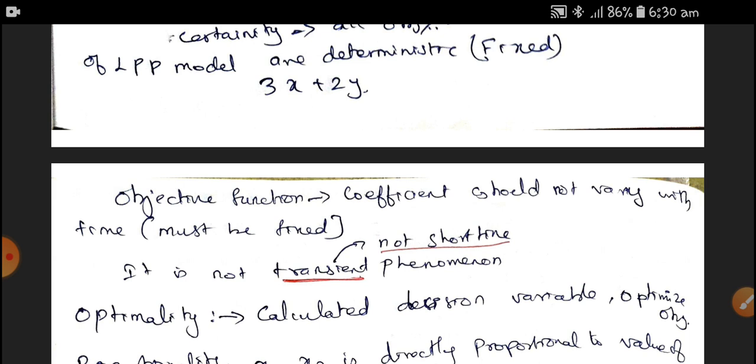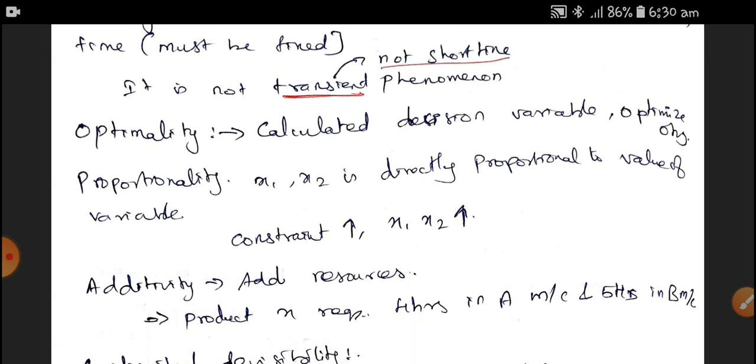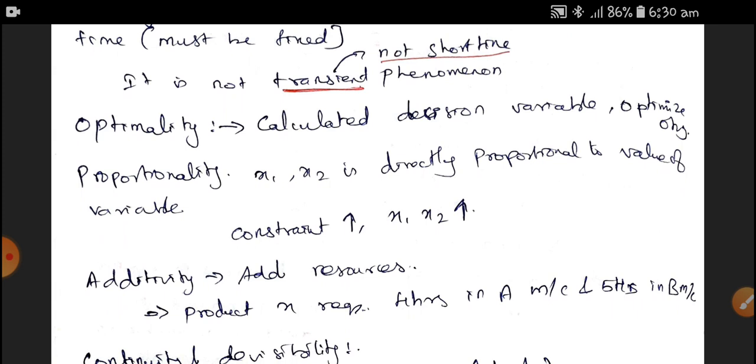And optimality is calculated by means of the decision variables and optimizing the objective function, that is called optimality. And proportionality is the condition where x1 and x2 are directly proportional to the value of variables. If the constraints increase, the proportionality also increases. If the value of the variable increases, then the constraint also increases. That is called proportionality. Here we have a proportionality relation too.